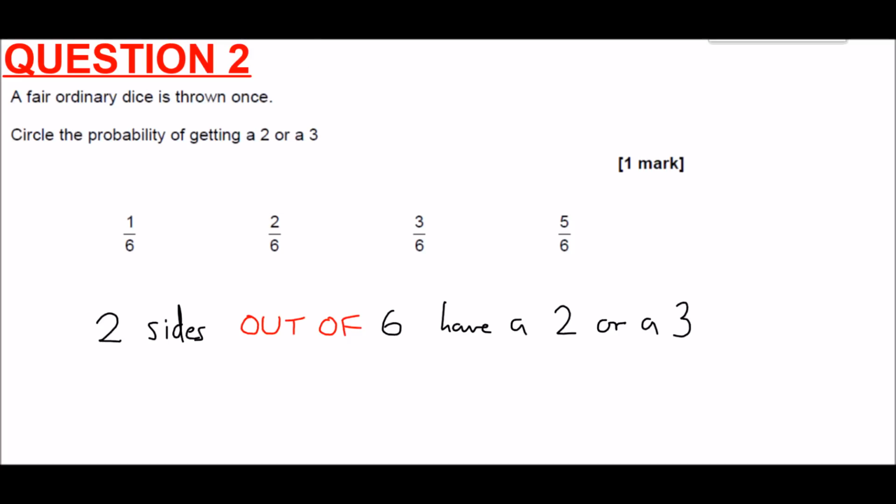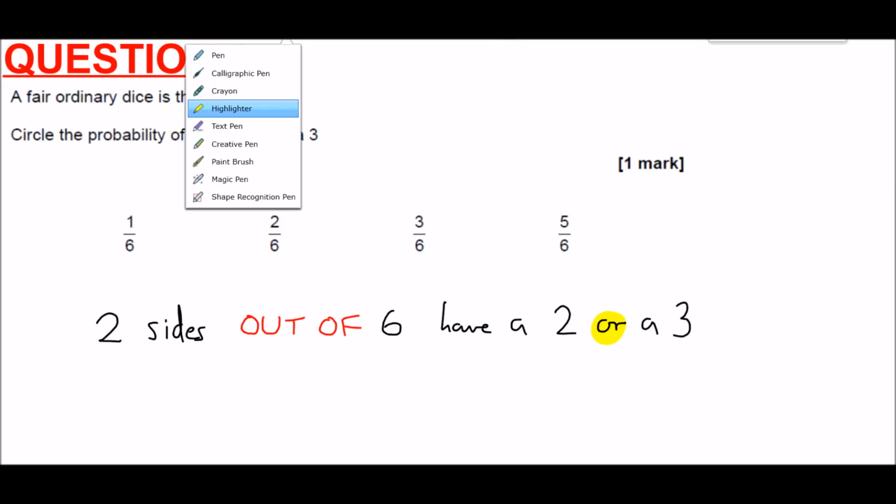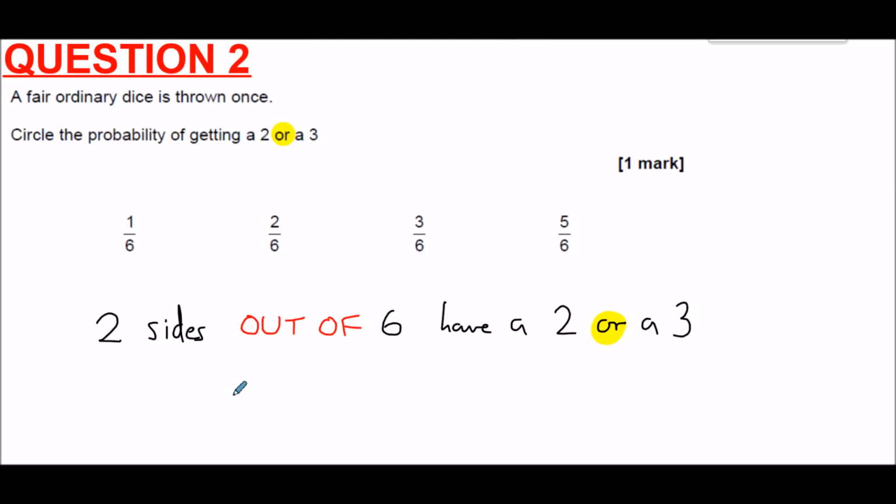Because it says or, we're not really bothered if we get a 2 or a 3. So 2 out of 6 sides have a 2 or a 3. And so as a fraction, the chance of landing on a 2 or a 3 would be 2 out of a total of the 6 possible options it could land on. 2 out of 6, which is what we have for our second option. So we circle 2 over 6.